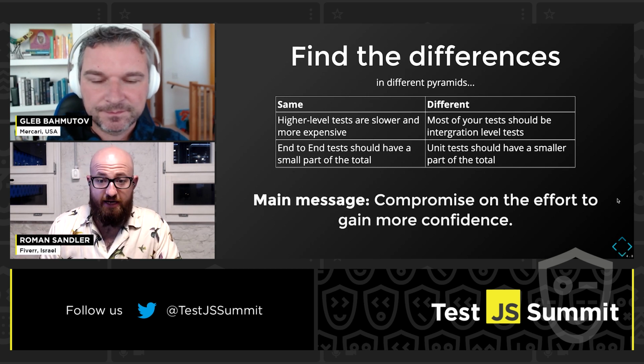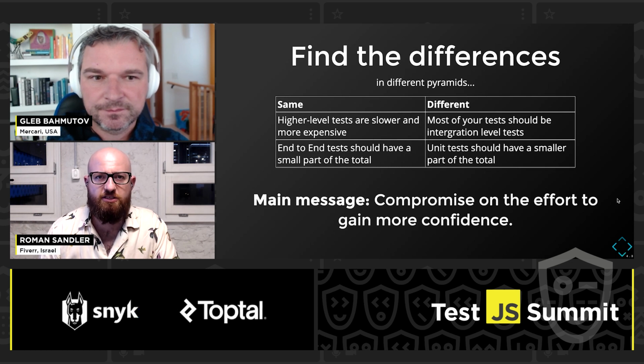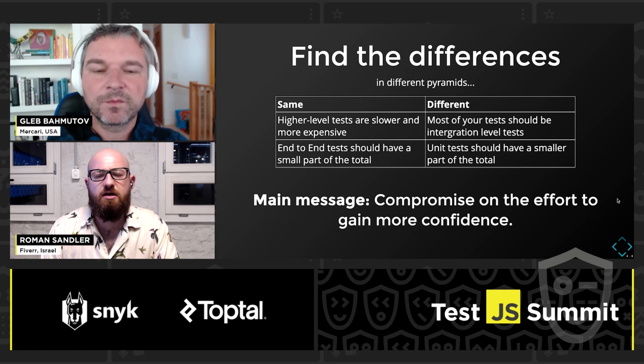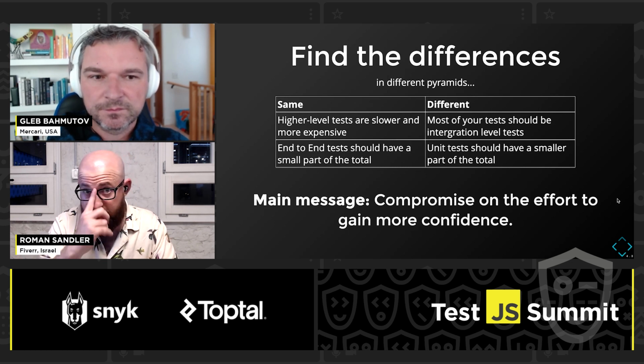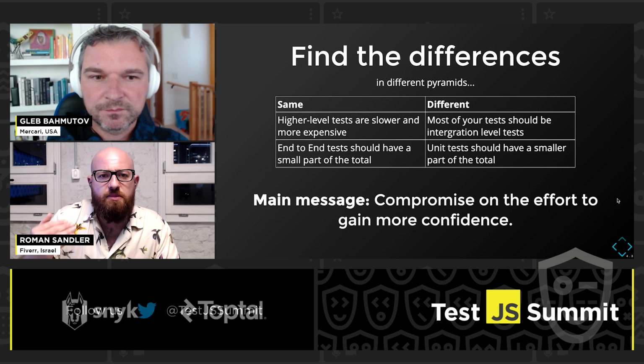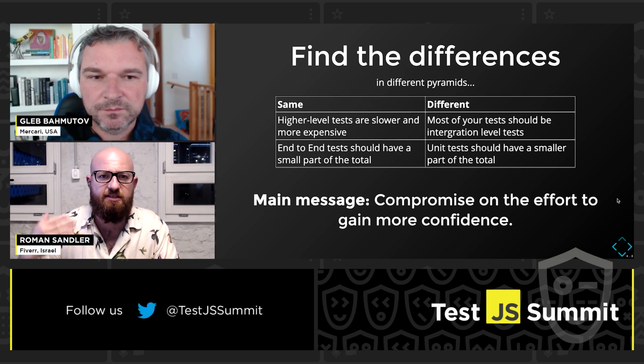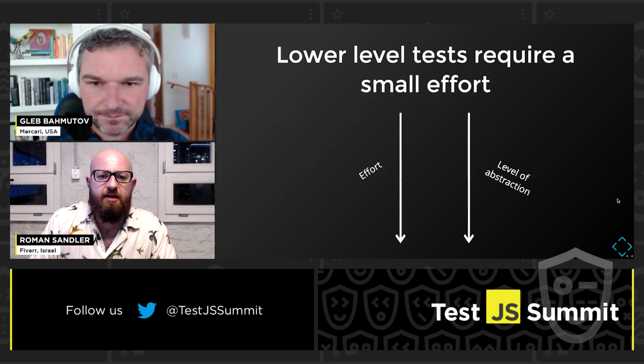Right. So the main message of the testing trophy is compromise on effort to gain more confidence. But it still accepts the idea that the higher level the test is, the more effort it requires. Right.